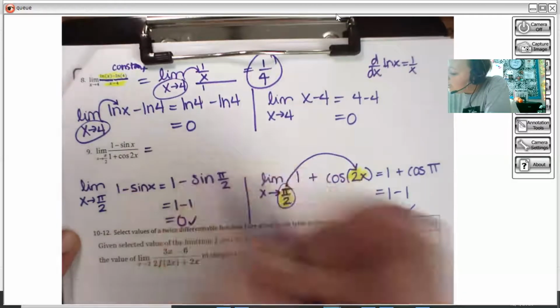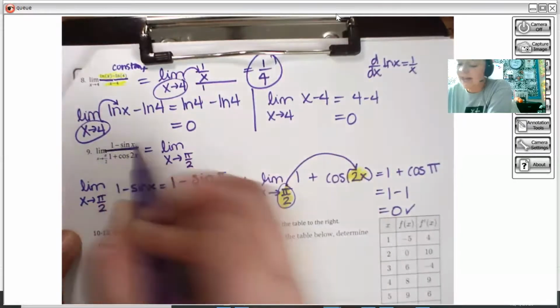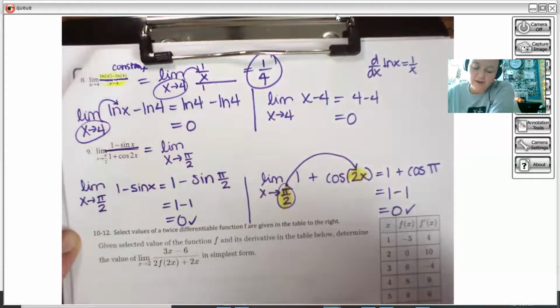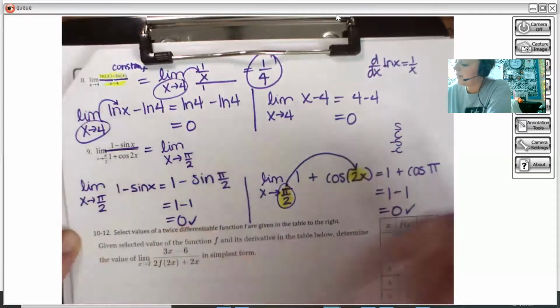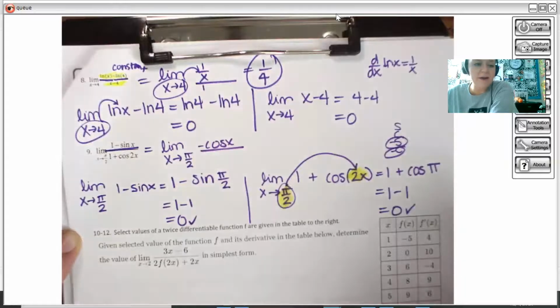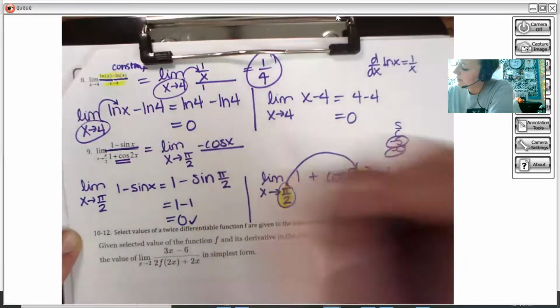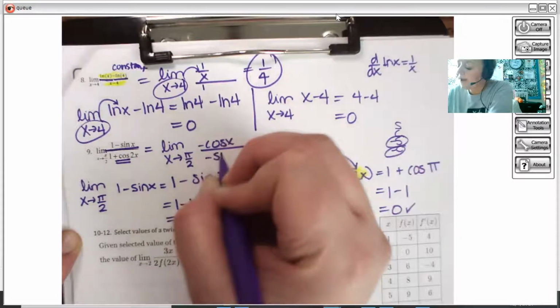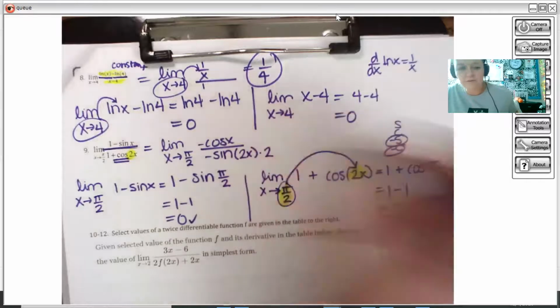So let's do it. We're reapplying the limit as x approaches pi halves. On top, I have 1 minus sine x. Well, the derivative of 1 is 0. The derivative of negative sine, if I'm on negative sine, the derivative of that would be negative cosine. Then on the bottom, 1 plus cosine 2x, the derivative of 1 is 0. The derivative of cosine is negative sine. But it's a chain rule. It's not cosine x, it's cosine 2x. So that 2x is plugged inside the cosine. That means that I'll take the derivative and get negative sine of 2x, but then I'll still have to multiply by 2.